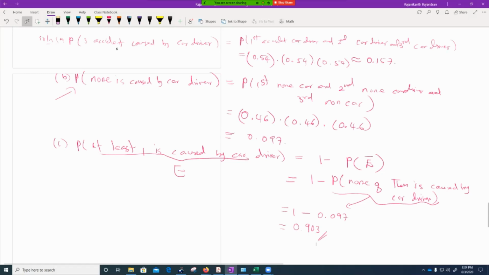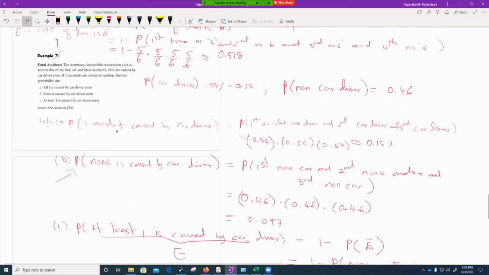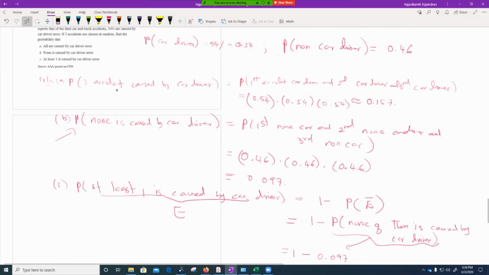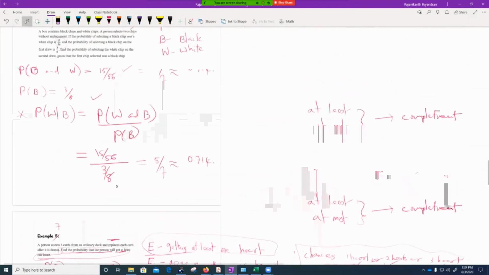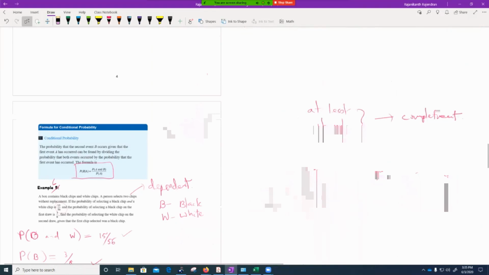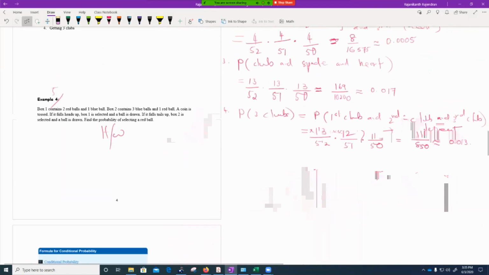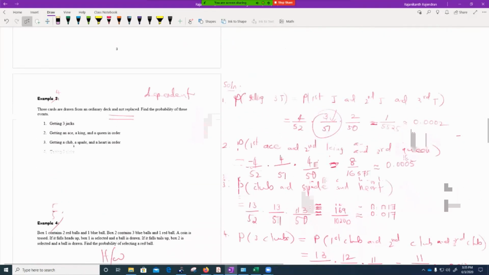So this is all about finding the probability with complementary events. Okay. These exercises may be a little bit harder for you guys, so I just want you to understand. And if you have any questions, please let me know.